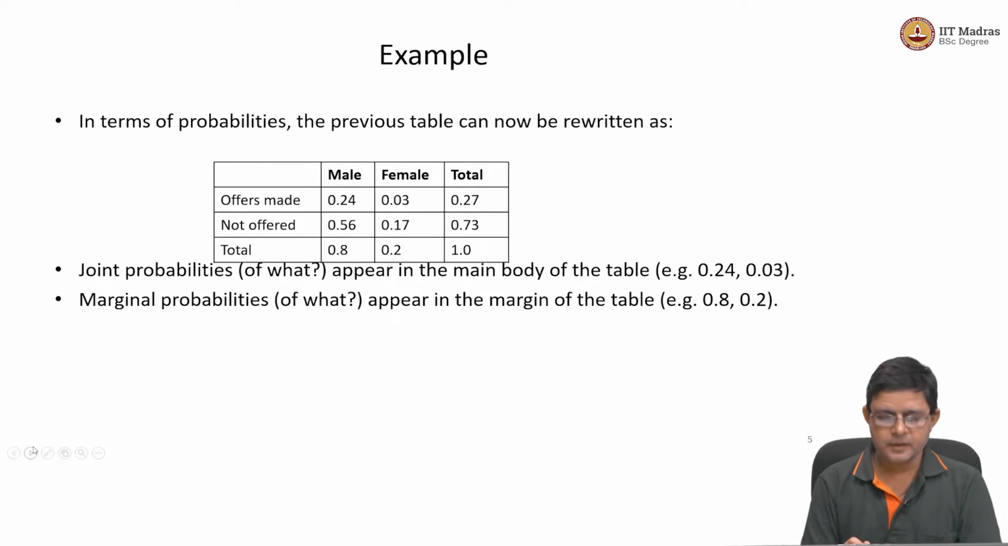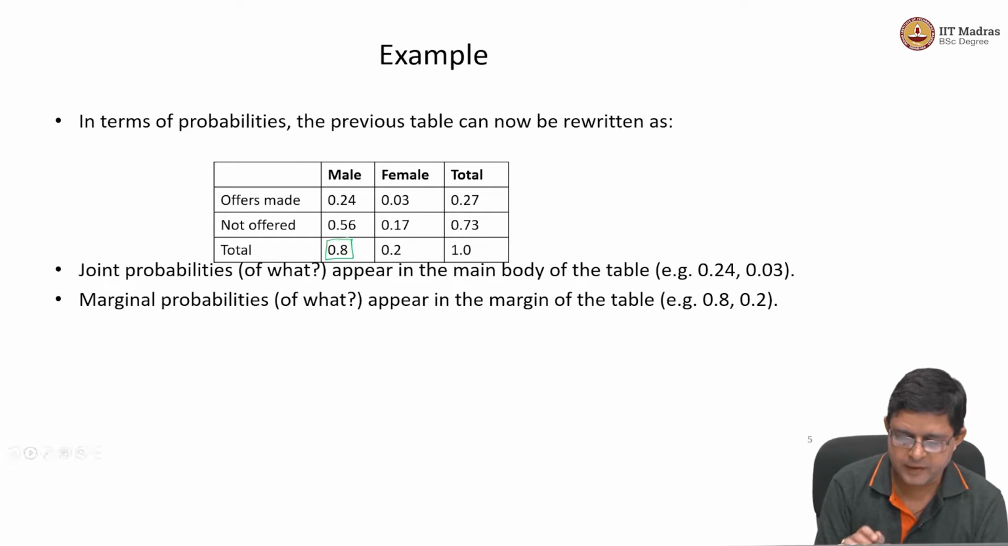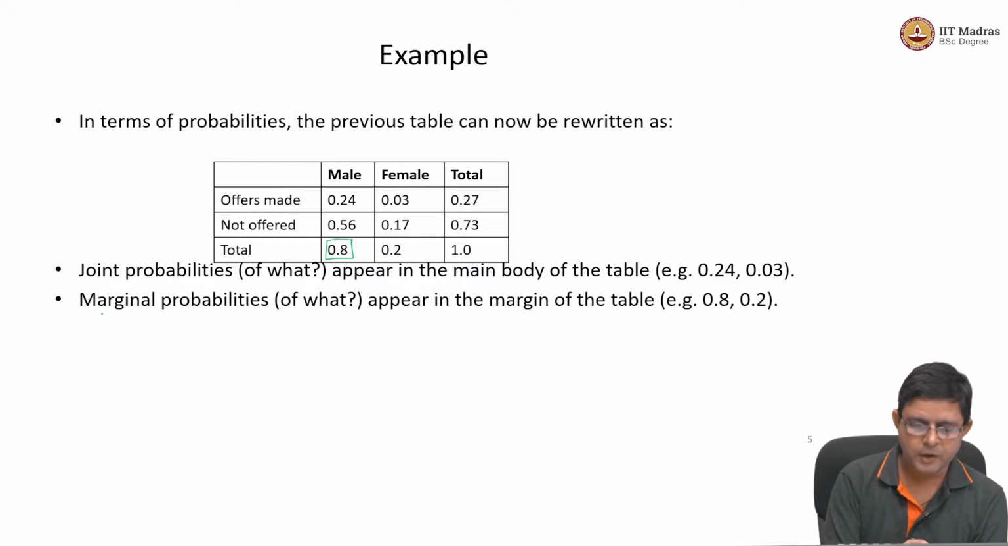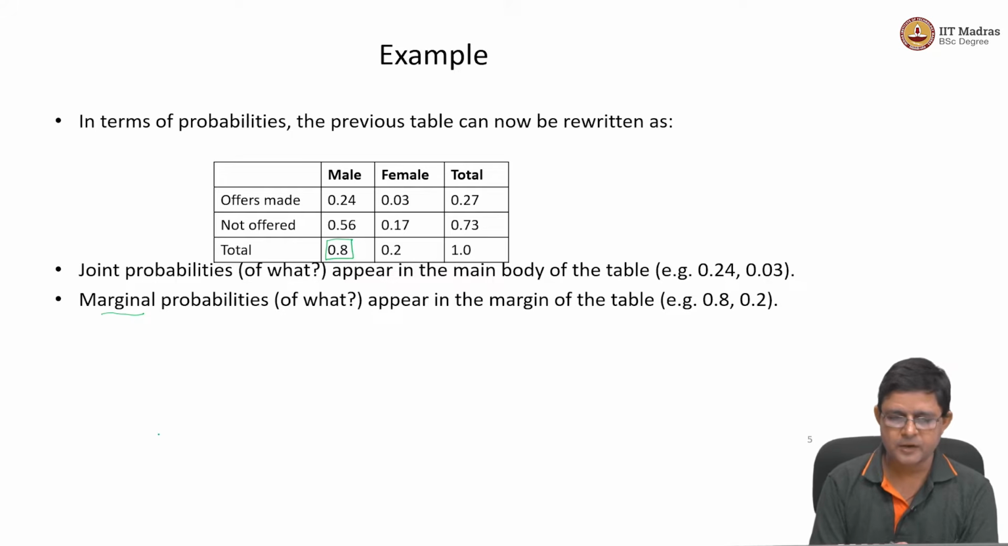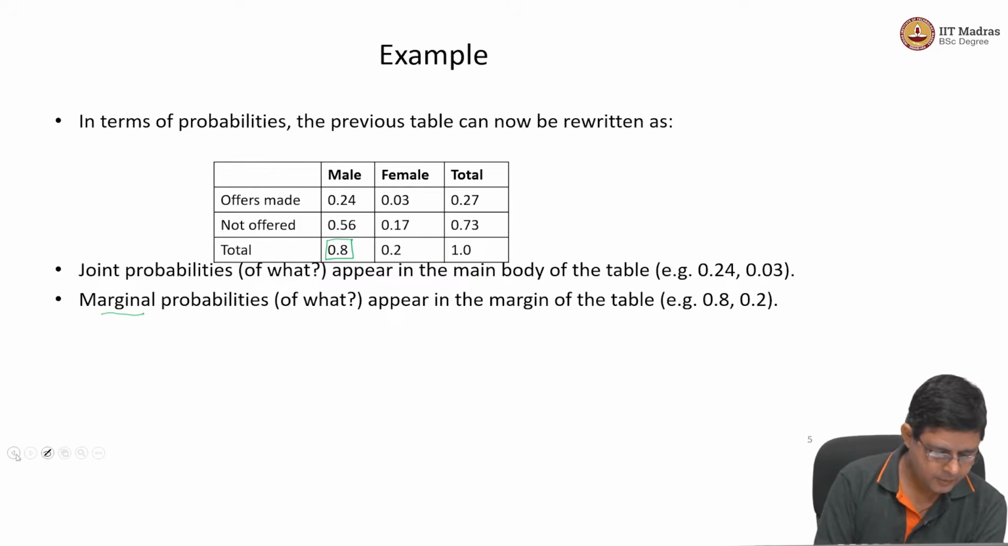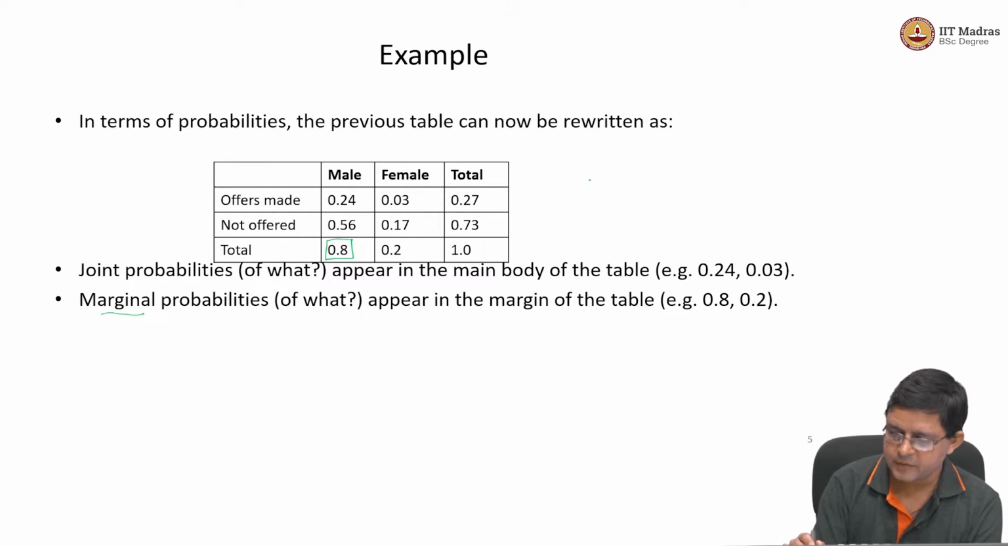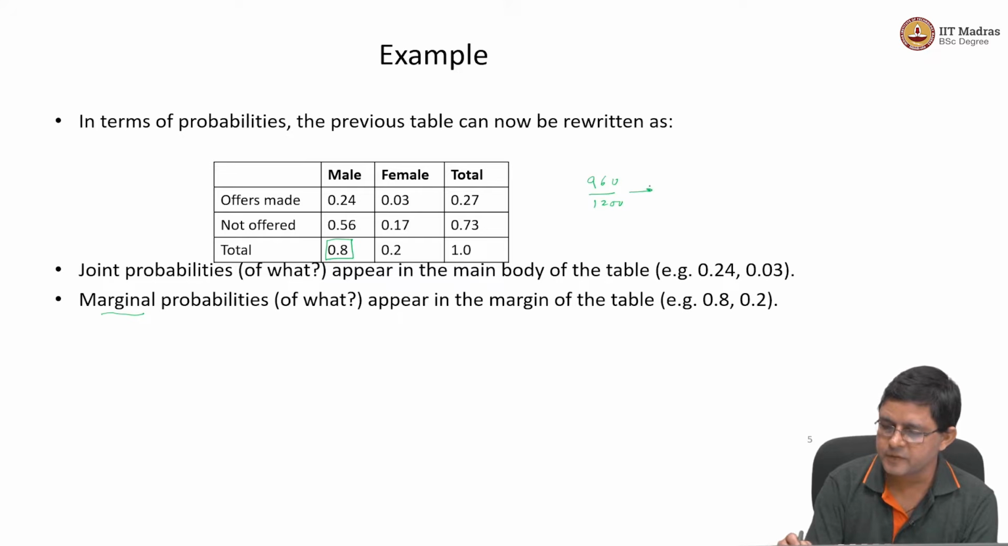Let us go further and calculate this probability as 0.8. What is this 0.8? This 0.8 is called marginal probability. It was obtained as 960 divided by 1200. What is this probability of? This is the probability that a randomly selected candidate is a male candidate. Similarly, the probability that the randomly selected candidate is a female candidate will be 240 divided by 1200, and from the table you know that this is 0.2.